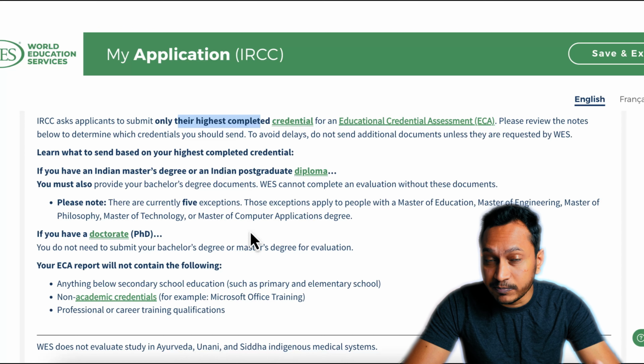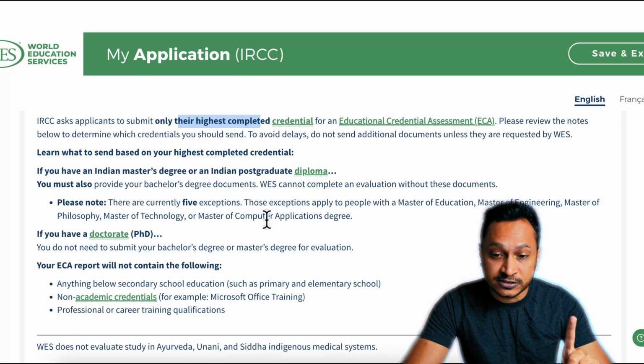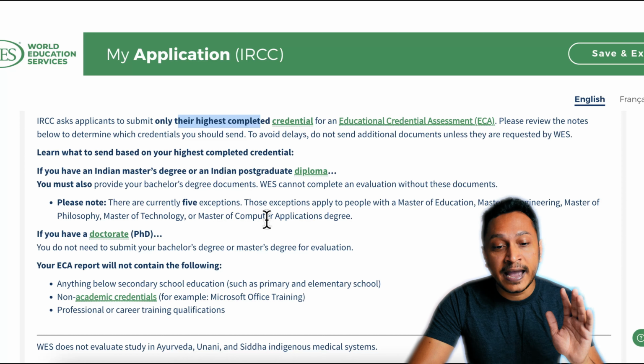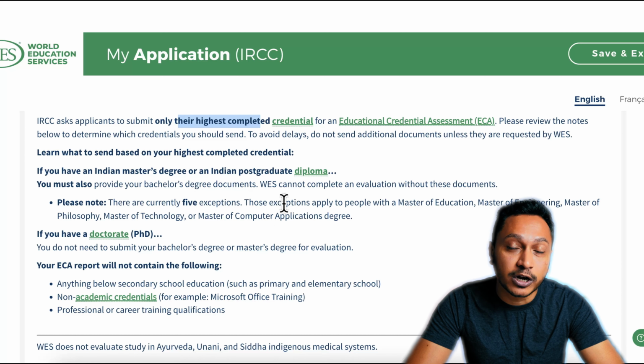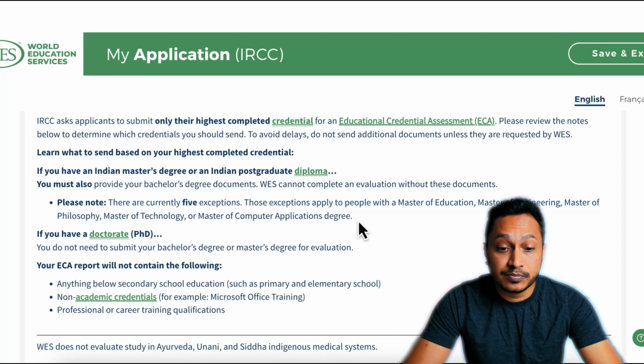So if you have selected a master's you want to evaluate, and if you fall under Master of Education, Master of Engineering, Master of Philosophy, Master of Technology, and Master of Computer Application, then you do not need to provide your bachelor's degree for evaluation, which is literally covering most of it, unless you are in the health sectors or any other sectors which are not covered in this case, right? So most of the tech is covered.